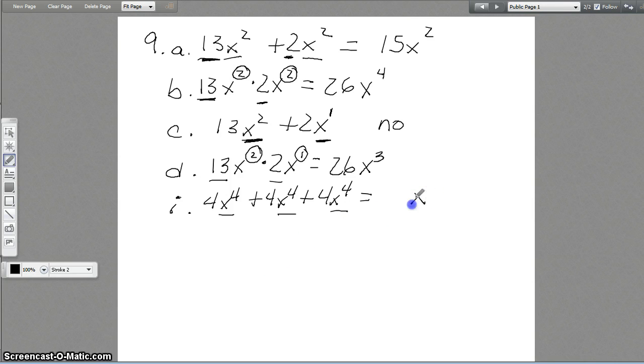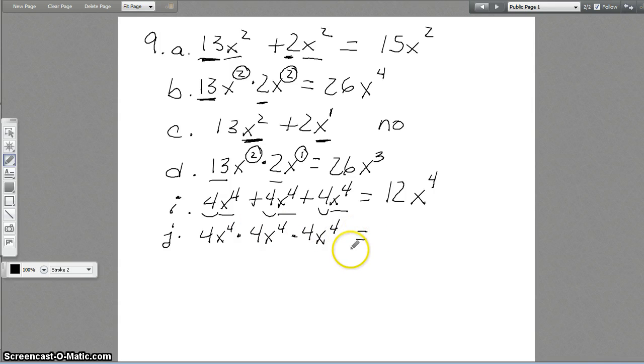So we'll go ahead and write down our x to the 4th. Now what we need to do is add our coefficients. We have 4 plus 4 plus 4. That's 12. So we have 12x to the 4th. Now let's look at part J. Part J has 4x to the 4th times 4x to the 4th times 4x to the 4th.